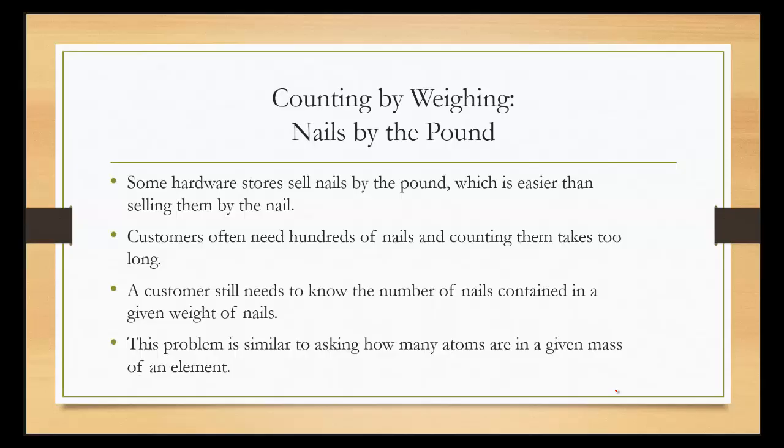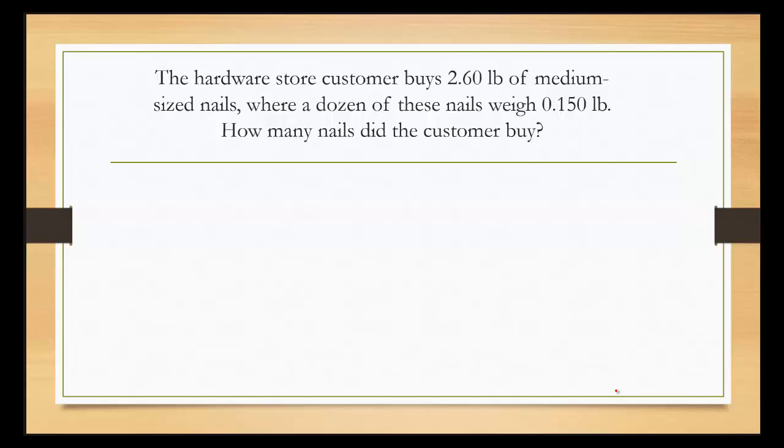This problem is very similar to when you're asking for the mass of an element. So let's take this one step further and actually do the calculation. The hardware store customer buys 2.6 pounds of medium-sized nails, where a dozen nails weighs 0.150 pounds. Alright, so that's going to be our conversion factor. So a dozen nails, which is 12 nails, is equal to 0.150 pounds. How many nails did they buy?